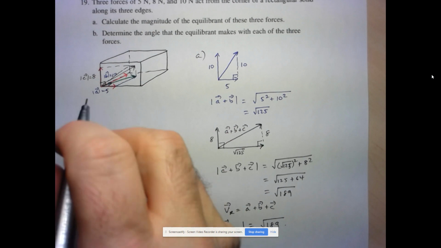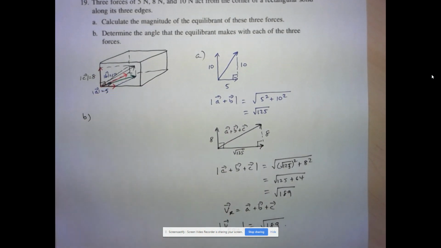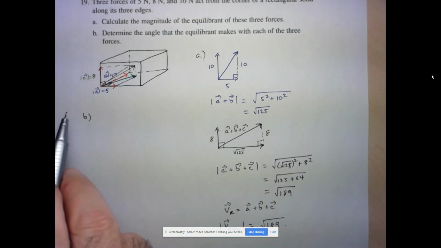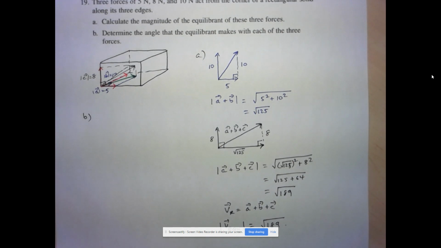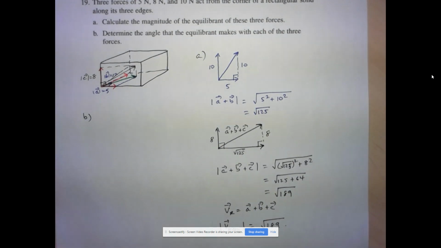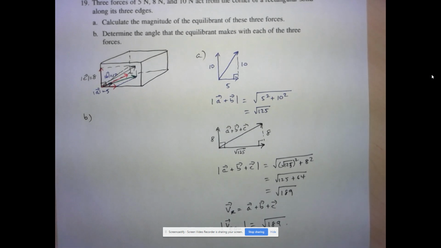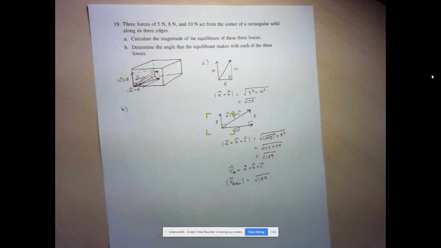So that's part A. Now part B is going to be a little tough to show here. So I'm going to attempt it, I'll see how this works. I'll bring this up here as high as I can, and we'll see if we can represent this in 3D.